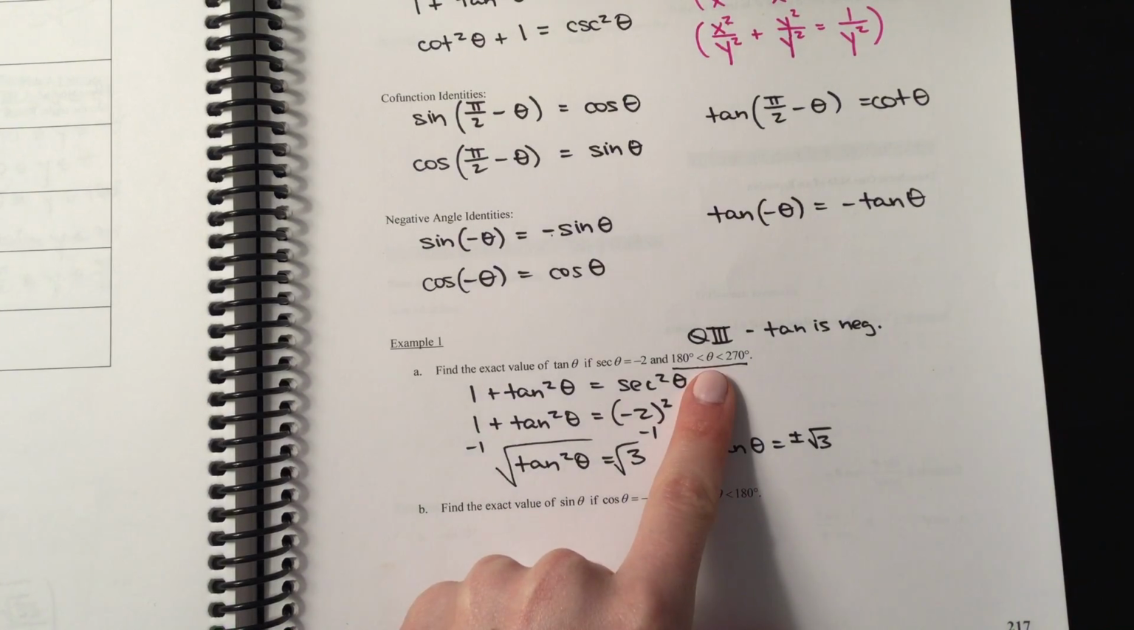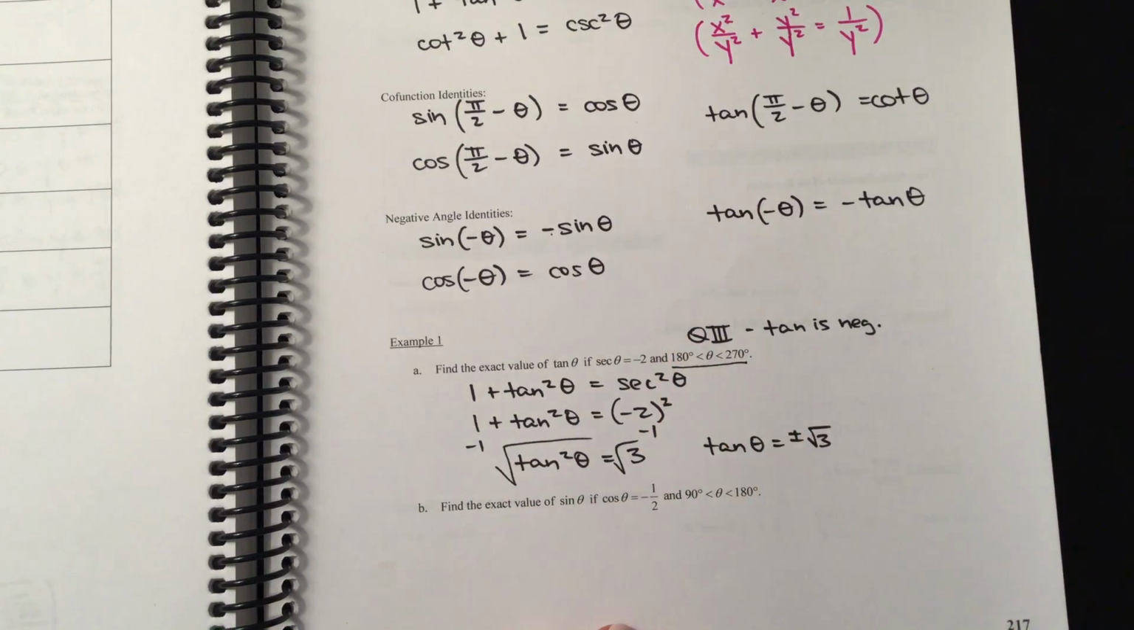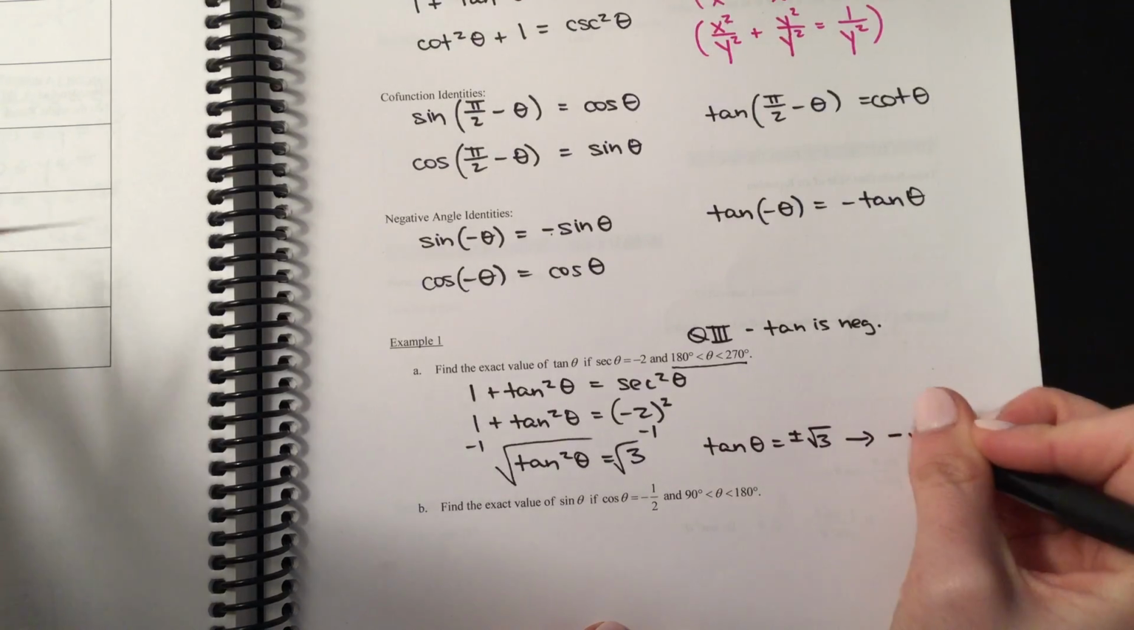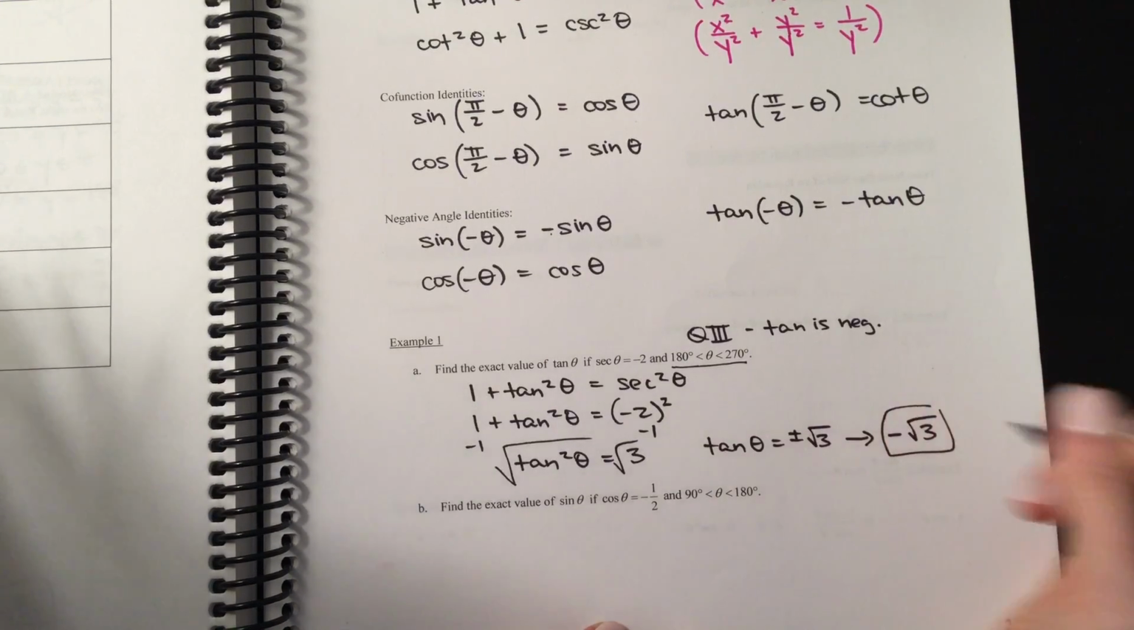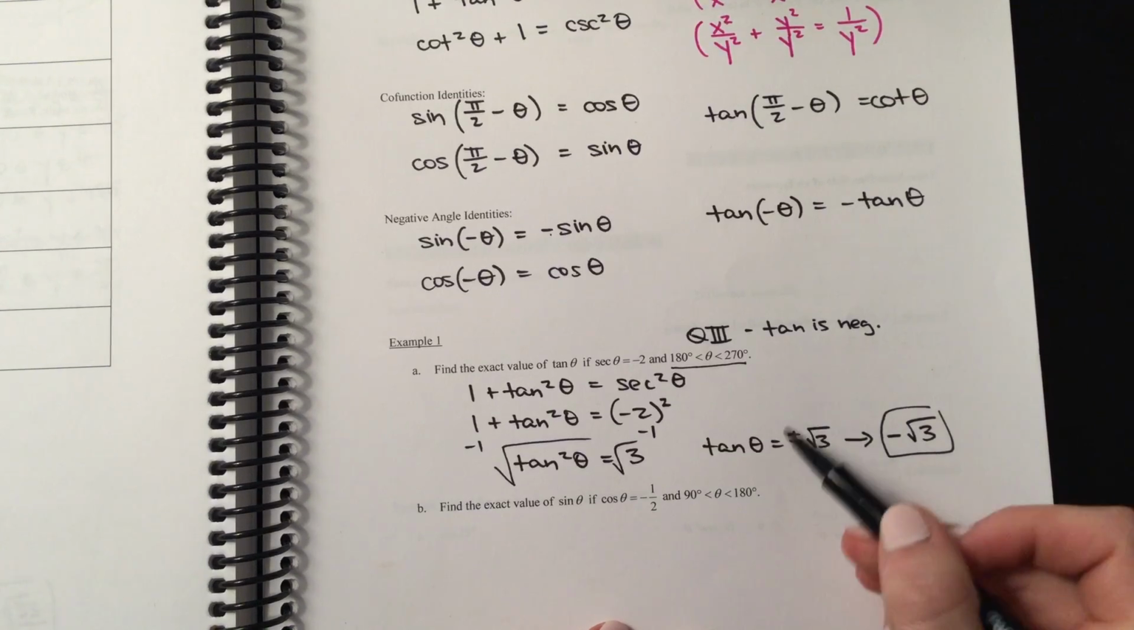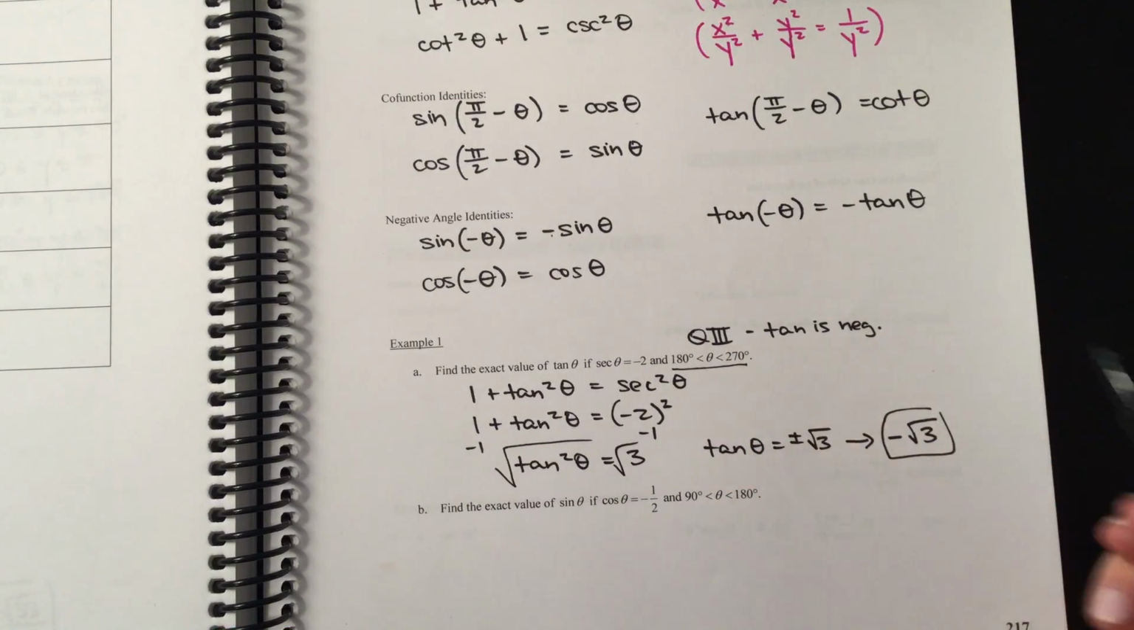But because of this, I know I'm in the third quadrant, and I know that tangent is negative. So that means that I am using the negative square root of 3 as my final answer. Very important that you have the plus or minus to begin with, and that you know what quadrant you're supposed to be in. Okay, really similar for this one.